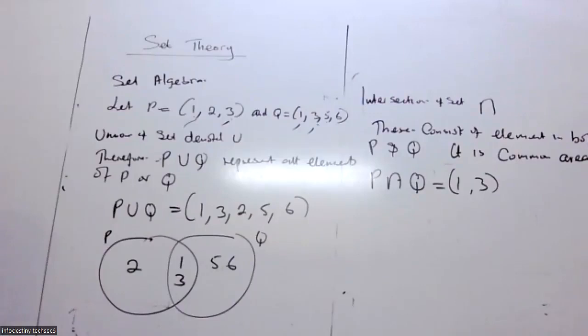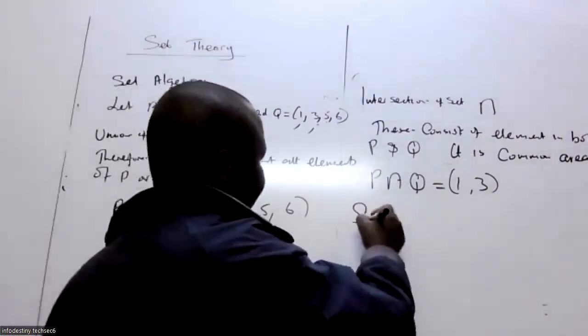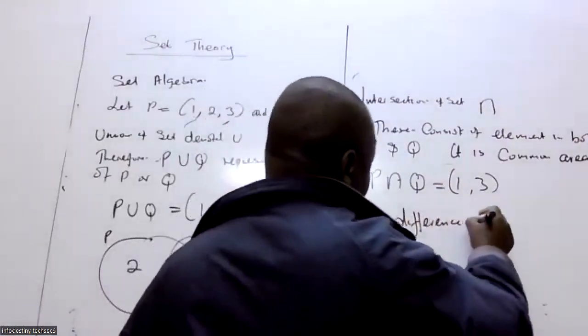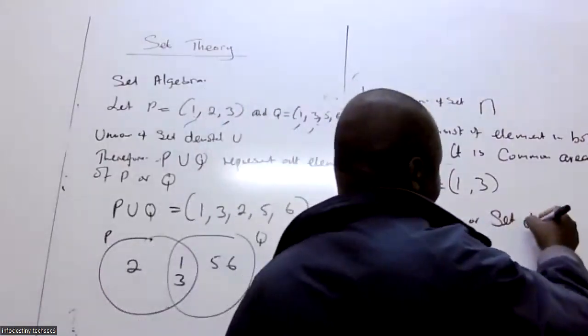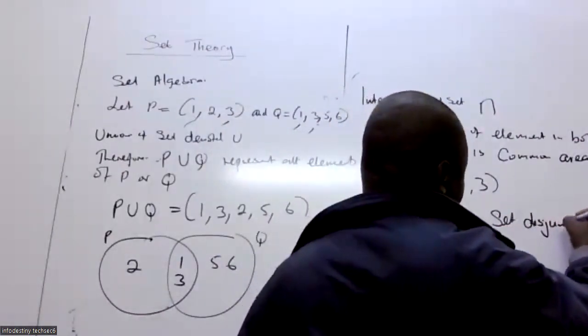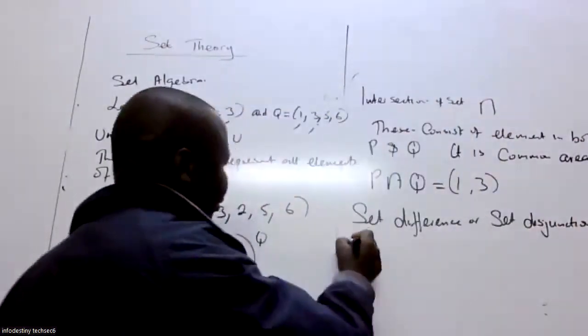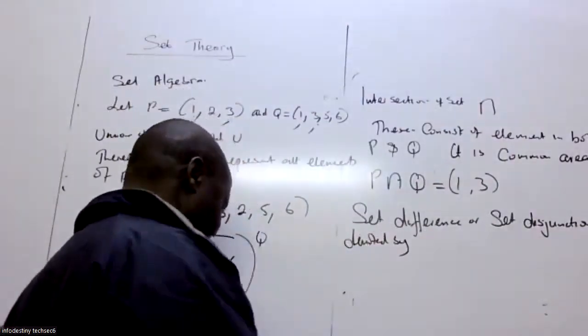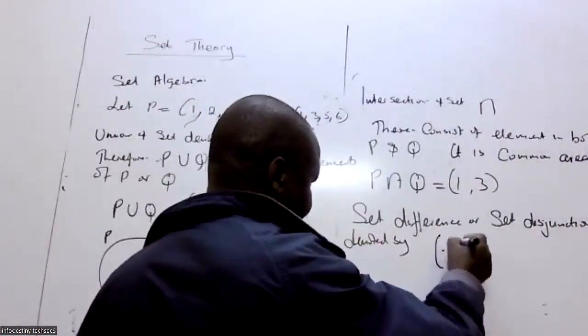Now, let's go to the next one, which is known as set difference or set disjunction, denoted by that sign.